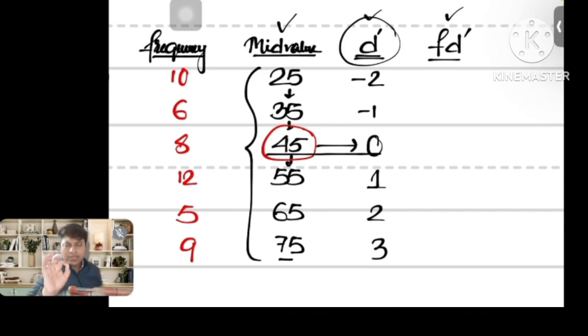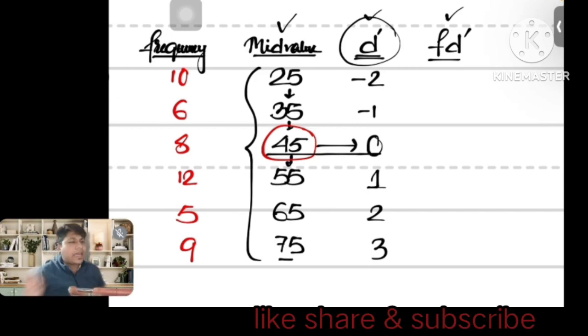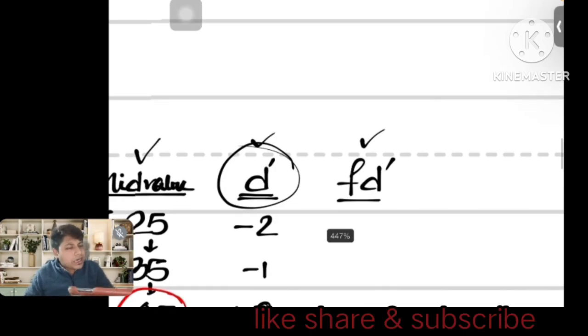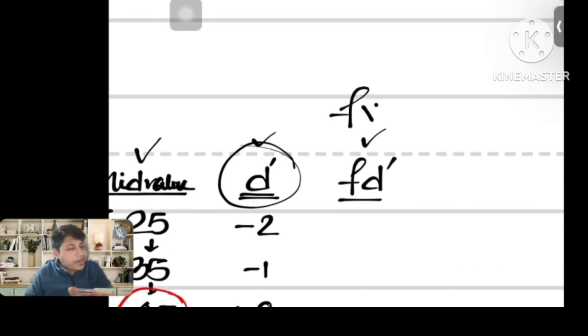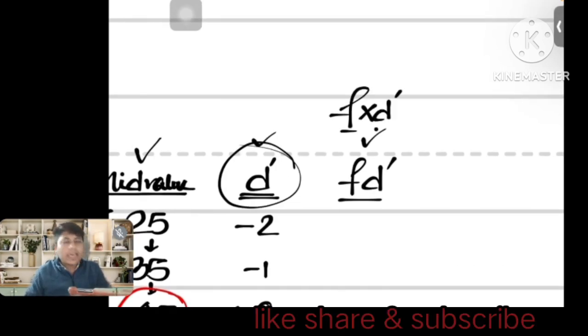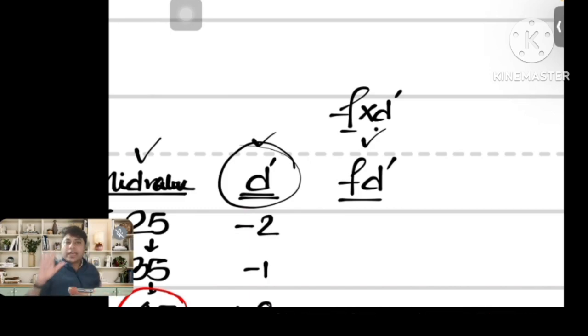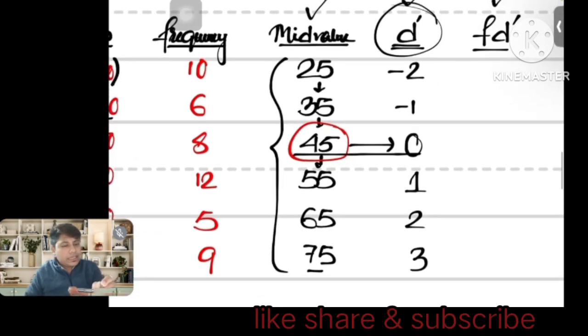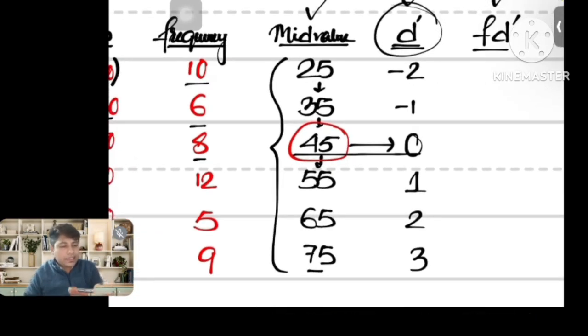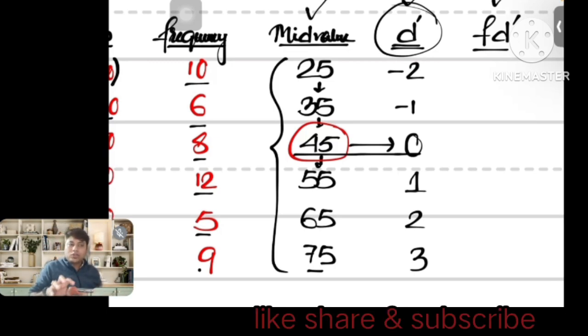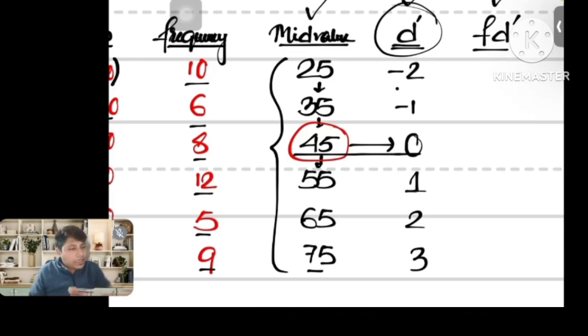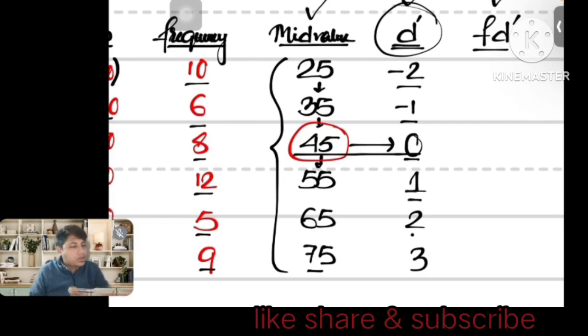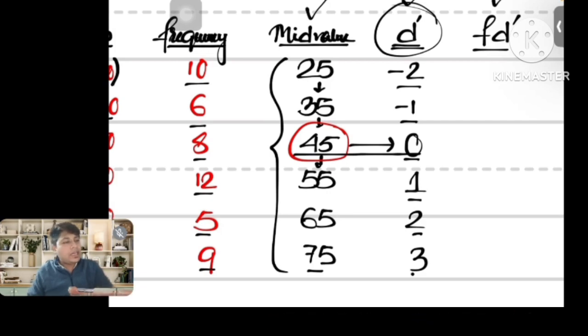Final step. This is called FD dash. The question comes, sir, what is FD dash? If you abbreviate the term, it is the multiplication of F and D dash. F represents frequency, and D dash we just calculated. F is frequency. Here it is given. Look here: 10, 6, 8, 12, 5, 9. These are all frequencies, my students. If you multiply with -2, -1, 0, 1, 2, and 3, you will get the value of FD dash. So just multiply that.